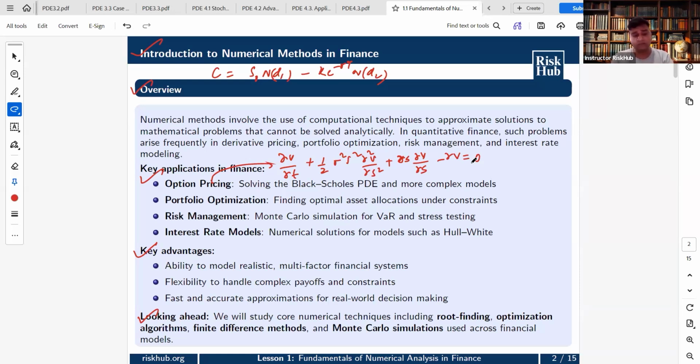Meaning V is the option value, S is the underlying stock price, sigma is the volatility, r is the risk-free rate, partial V by partial S is delta, and gamma is also there. If the option is simple, we may have a closed form formula, but if it's complex, we solve the PDE numerically using the finite difference method.